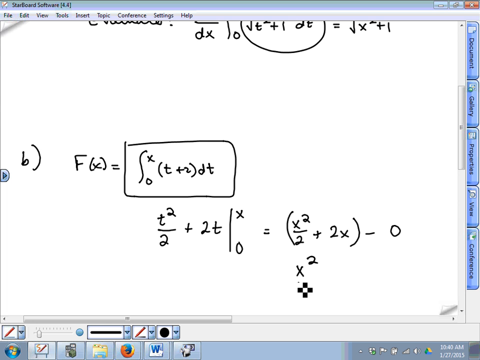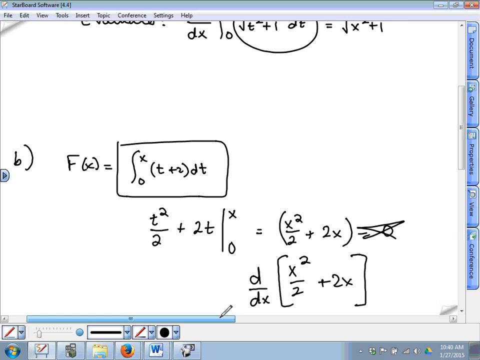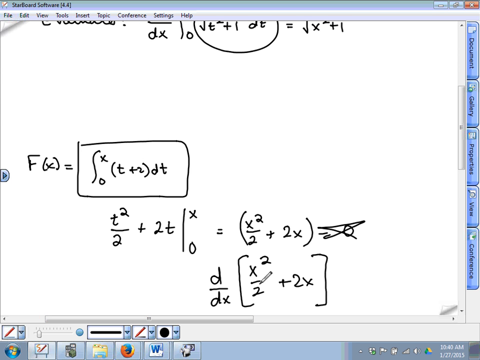Now x squared over 2 plus 2x, and then the 0 doesn't really matter, right? Now what if we took the derivative of this? Then we go back to t plus 2, but it'd be x plus 2. What's the derivative of this? You drop down the 2 and it cancels with that 2, so you just have x plus 2. That's the second fundamental theorem.